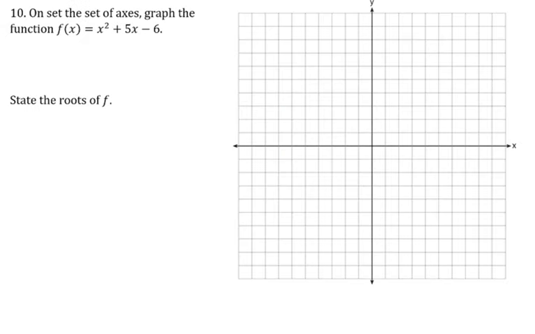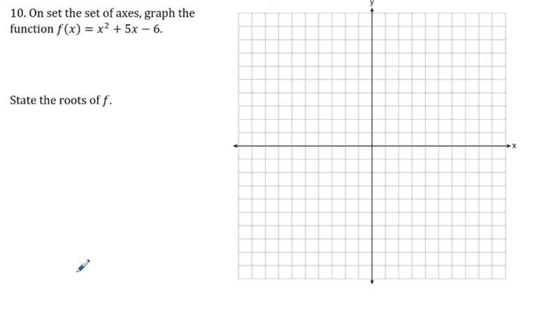And finally, number 10, on a set of axes, graph the function f of x equals x squared plus 5x minus 6 and state the roots of f. So whenever I ask you to graph a function, the first thing you want to do is go to your calculator and look at the table. Go to y equals, type in x squared plus 5x minus 6, graph it. Hopefully you recognize that a quadratic function's graph should be a parabola.